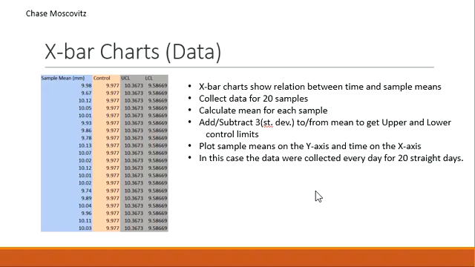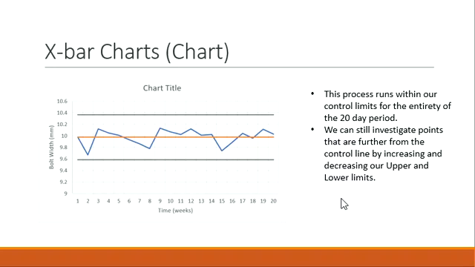And this is basically all we need to plot an X-bar chart, and we will use sample mean values on the y-axis and time values 1 through 20 days on the x-axis. Now that we've plotted, you can see that our process runs in control for the entirety of the 20-day period. We do have 3 points that jump considerably far below the control line, and we can always investigate those because we know exactly when they happened. And this is the benefit of control charts, is we can decide when or when not it is worth investigation.